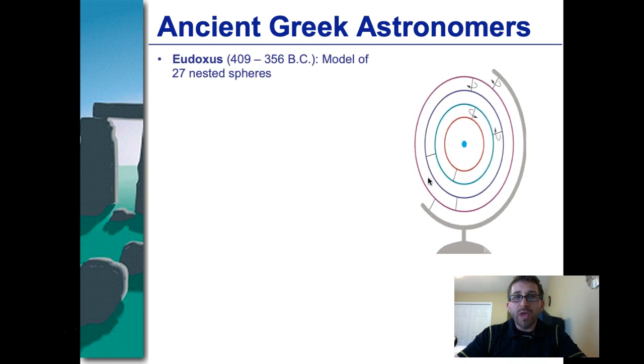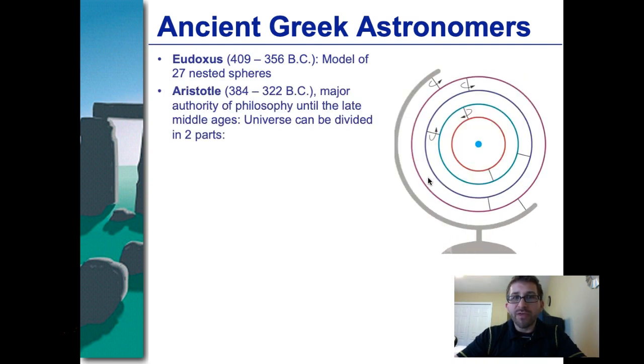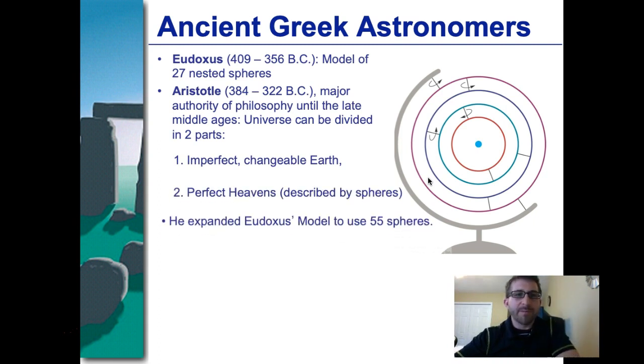Now, we have a few of these very prominent Greek astronomers who had ideas about how our solar system in particular worked. And these ideas were based upon something called the first principle, which we'll talk about in a second.